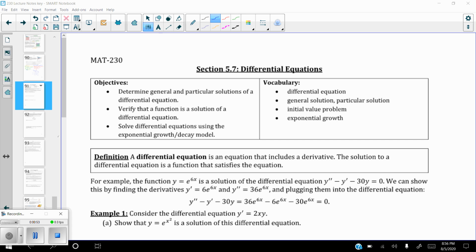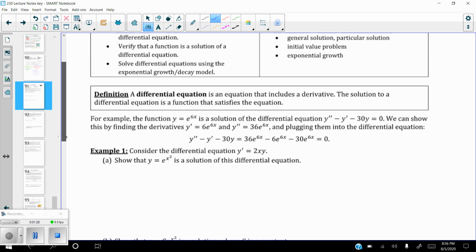Okay, so the definition: a differential equation is an equation that includes a derivative. That's what I was saying. The solution to a differential equation is a function that satisfies the equation. So when we say solution, what we're typically saying is because there's a derivative in the equation, when we solve the equation, we're somehow getting rid of the derivative, so we're kind of in the mode of taking an antiderivative to solve the equation, to get back to the original equation that the differential equation came from.